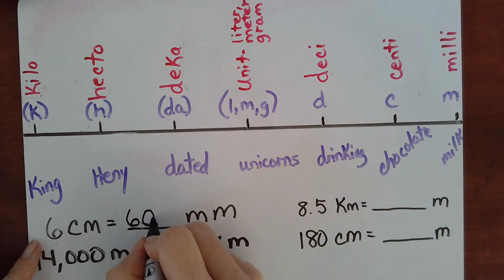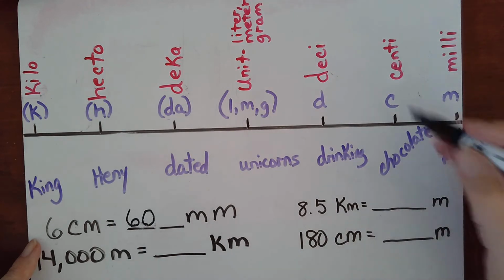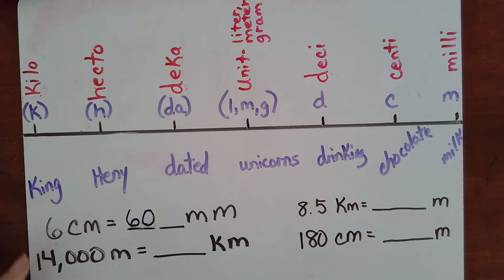And of course you don't really need this decimal here at the end. I was just showing you where it ended up. So you know that 6 centimeters equals 10 millimeters. All right, let's do the next example.